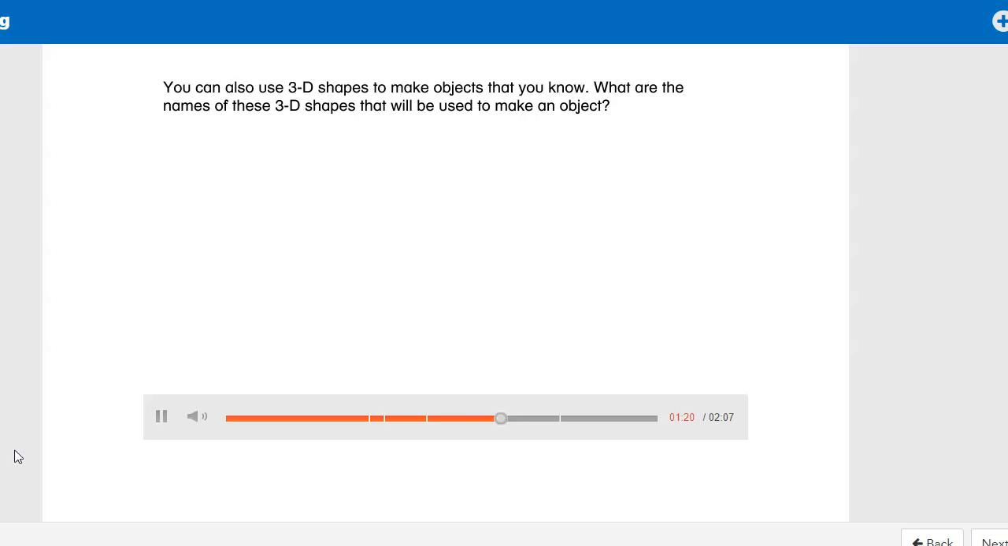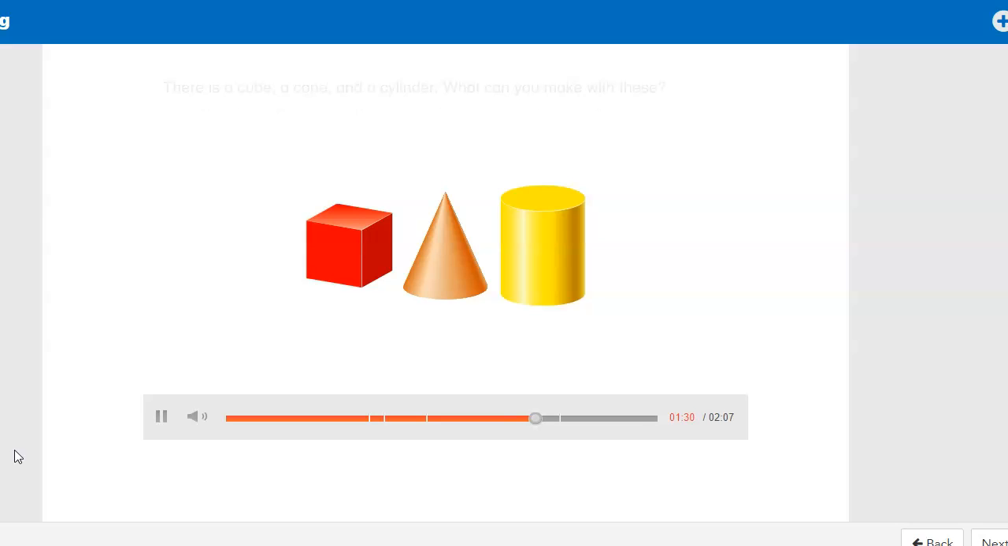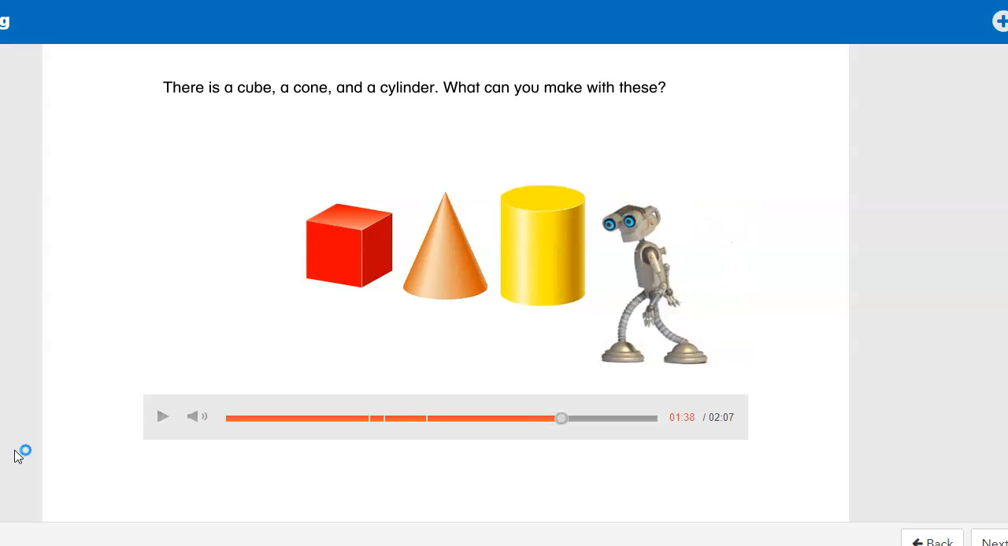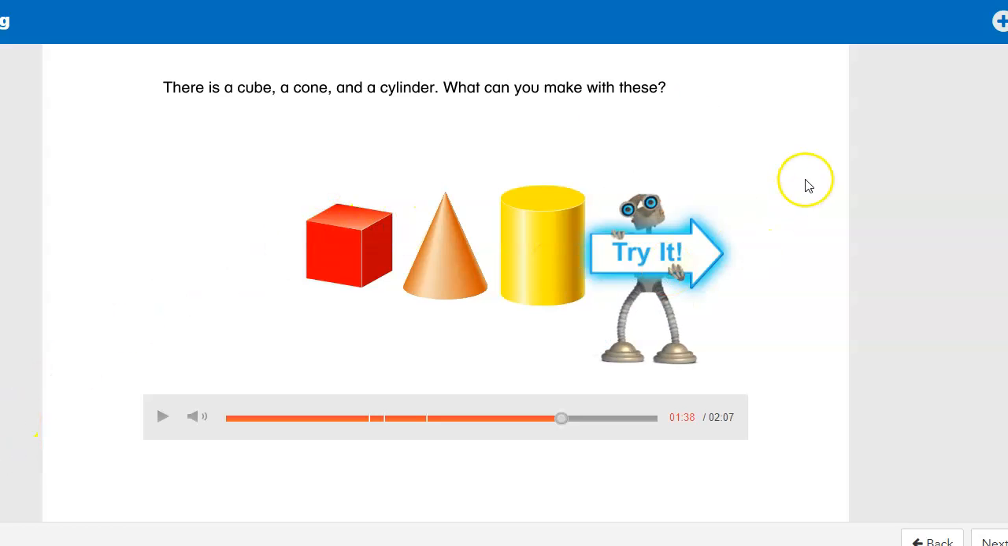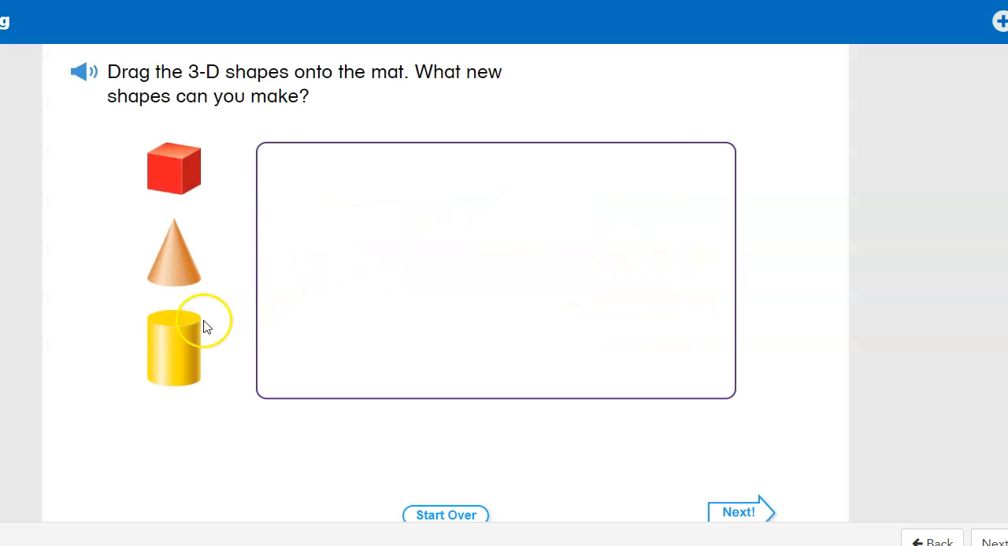You can also use 3D shapes to make objects that you know. What are the names of these 3D shapes that will be used to make an object? There is a cube, a cone, and a cylinder. What can you make with these? All right, let's try it, boys and girls. What do you think we can make with a cube, a cone, and a cylinder?